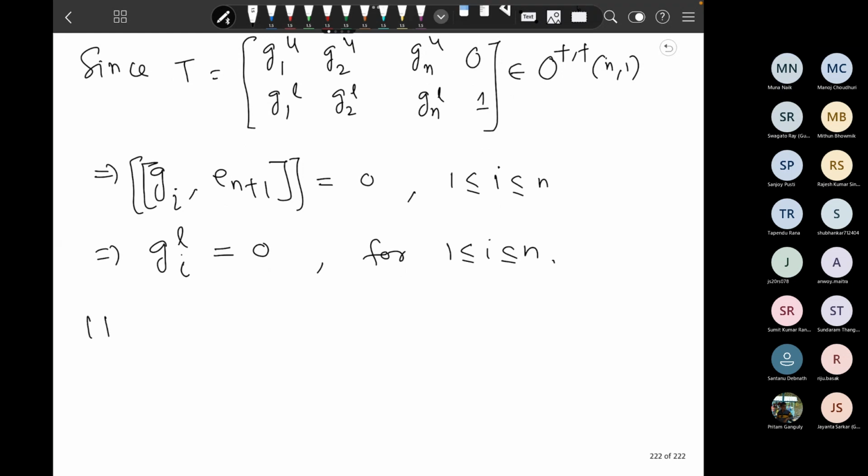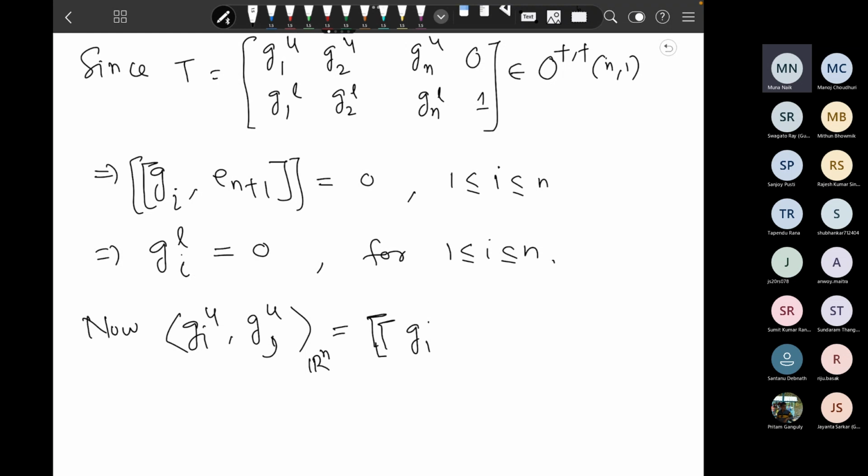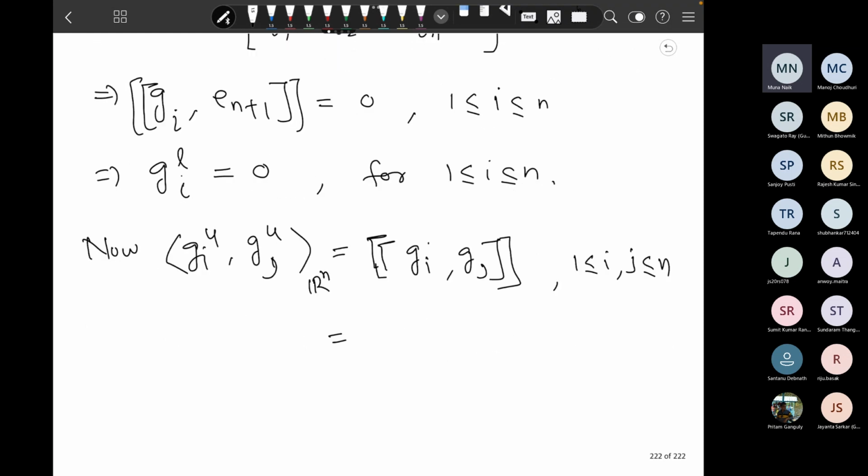So now, the inner product of g_i(u) and g_j(u), since g_i(u) is equal to 0, this will be the same thing. This is in R^n, same thing as the bilinear form of g_i, g_j, for 1 ≤ i, j ≤ n. But the bilinear form of g_i, g_j is really delta_ij.